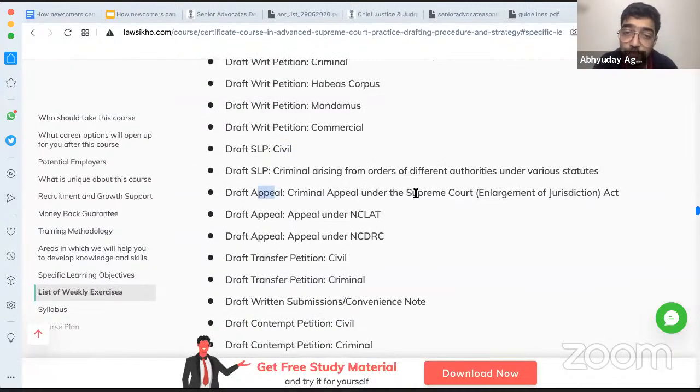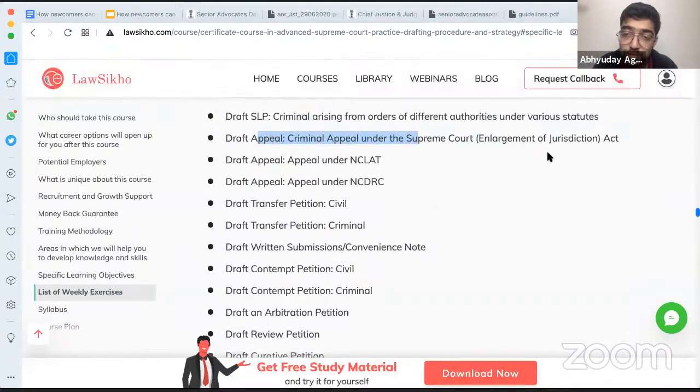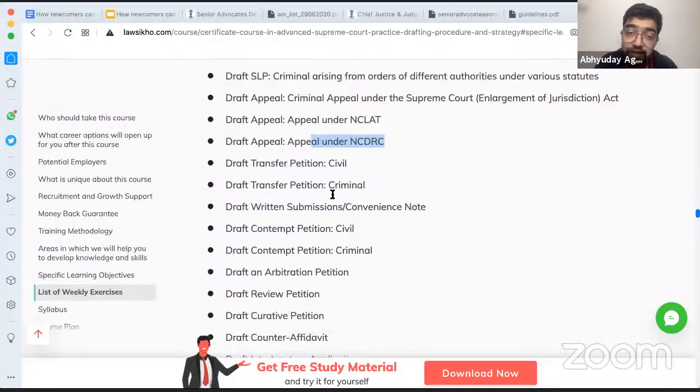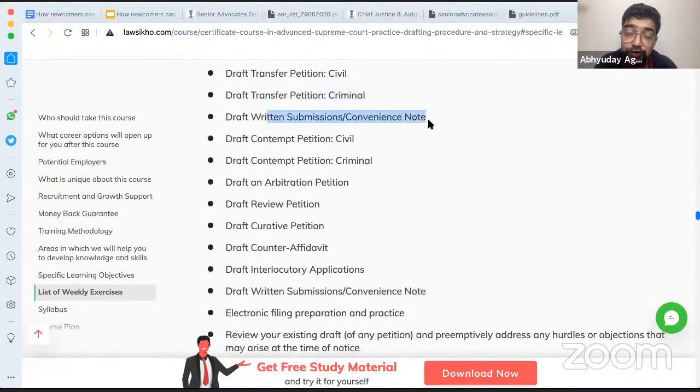You will draft an appeal under the Supreme Court Enlargement of Jurisdiction Act. You will draft appeals under NCLAT, NCDRC, civil transfer petitions under civil law and under criminal law, and written submissions. So each one of these you will draft yourself. Contempt petition civil, contempt petition criminal. Supreme Court has power to punish for contempt, and High Court has, right? These 2 courts only have the power to punish for contempt.